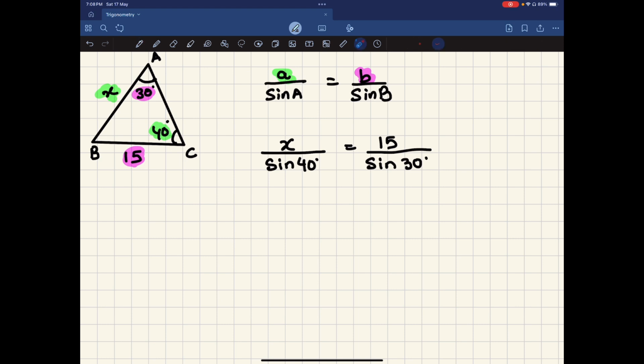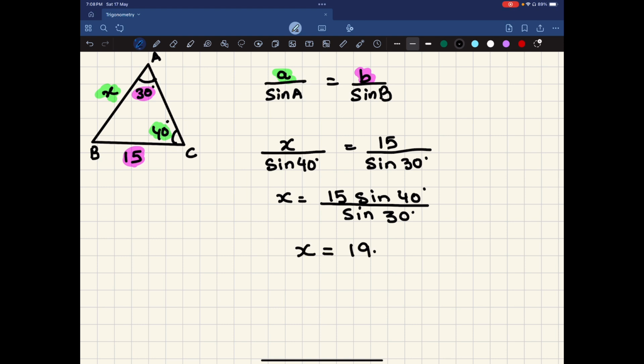Okay, now what are we going to do? We're going to take this sine 40 to the other side of the equation. It is being divided here, so we will take it to the other side and it will be multiplied with the numerator. So X is equals to 15 into sine of 40 degrees divided by sine of 30 degrees. So please enter this in the calculator and you should get X is equals to 19.2836, which you can round off to 1 decimal place, 19.3.